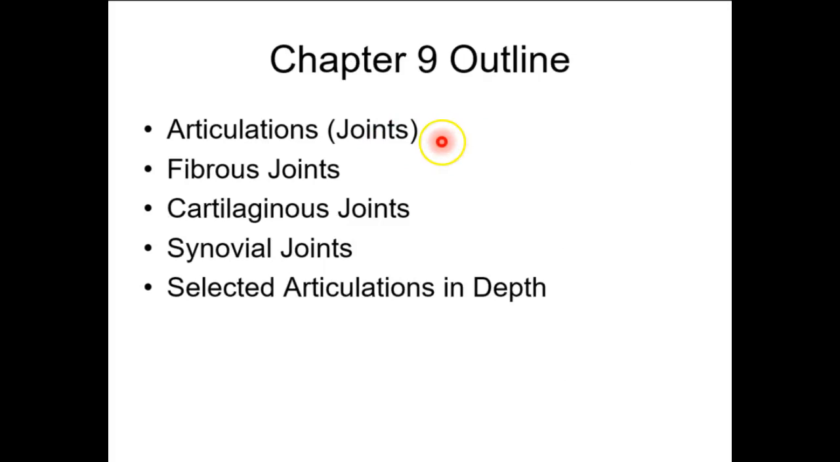Okay, so we'll talk about articulations in general. It's not rocket surgery. It's just where bone meets bone. They're going to connect somehow. They're going to have a lot of different ways that they connect, though. So we'll talk about fibrous, cartilaginous, and synovial joints, and some of the different ways we categorize those three types of joints. Synovial is going to be our biggest category in general, so we will go into selected articulations in depth. I think the hardest part about this is going to be to say, what do you want to know about those selected articulations in depth?